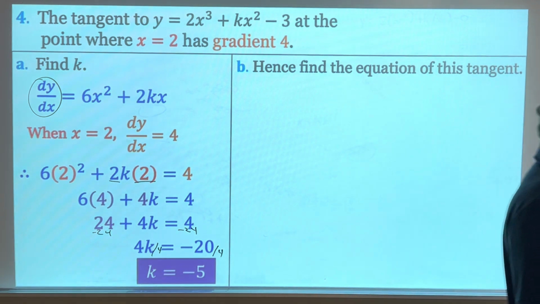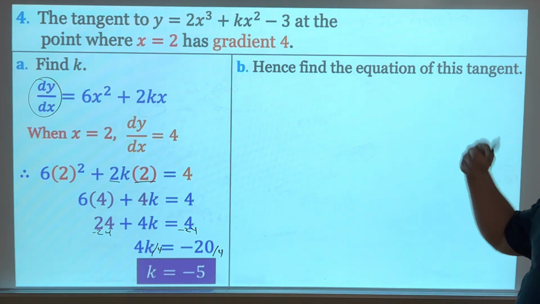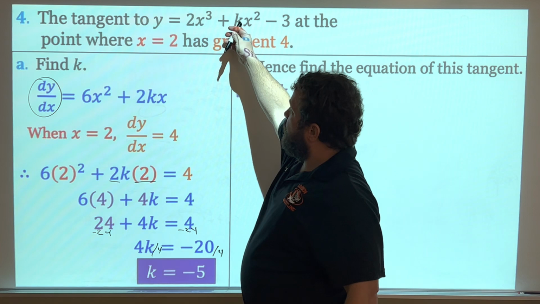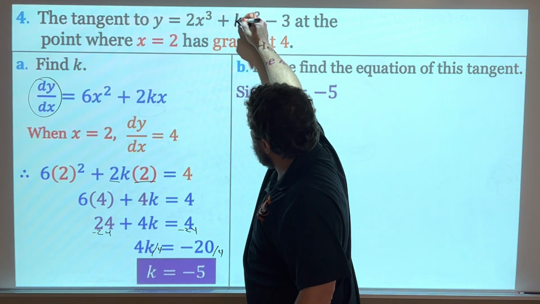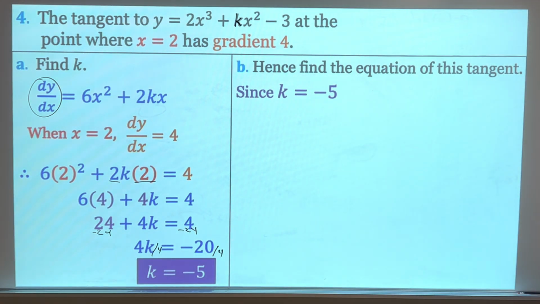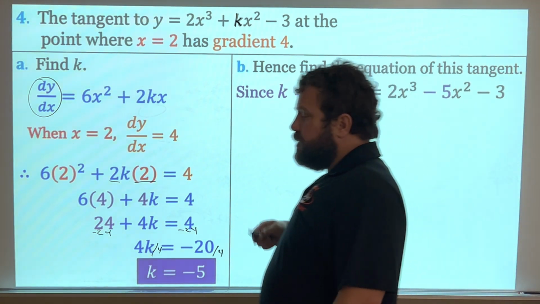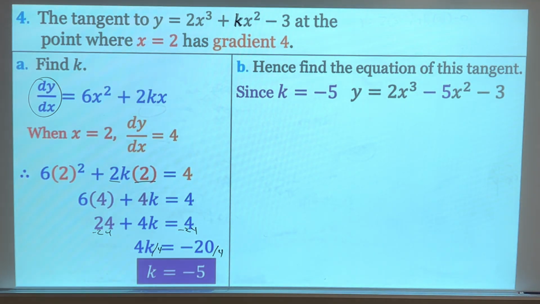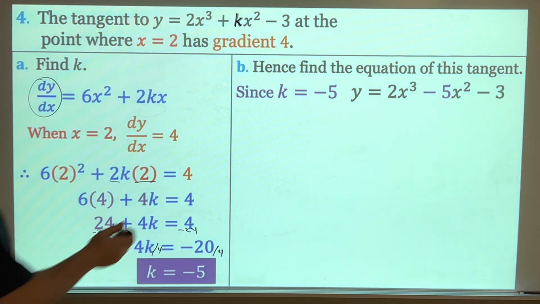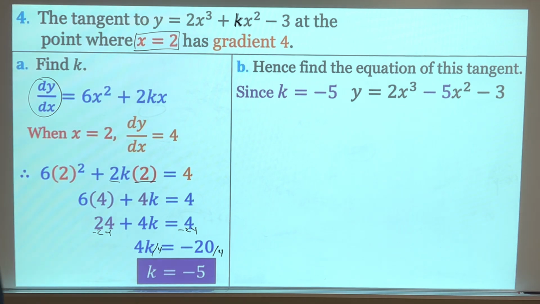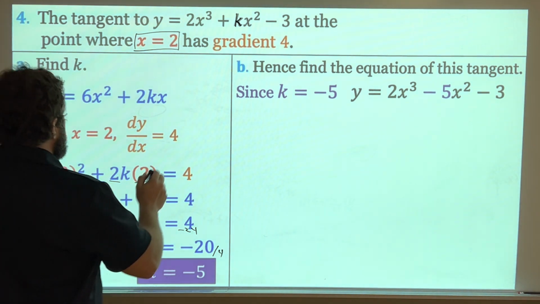Part B looks like it's a little longer, right? Find the tangent to the equation. That's just what we did for those previous problems, 12, 16. So since k is negative 5, rewrite this equation where k is negative 5. Right? y equals 2x cubed minus 5x squared minus 3. So now what you should be able to do is, x is still 2, right? What else do we got? Our gradient is 4.